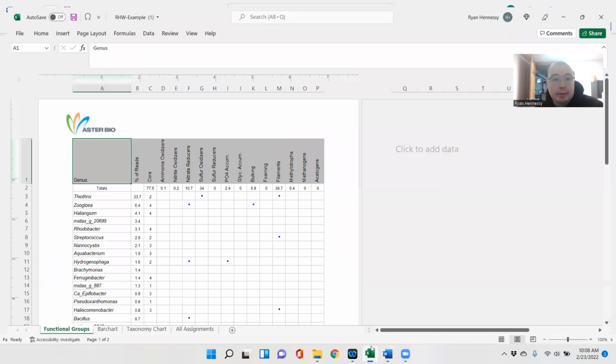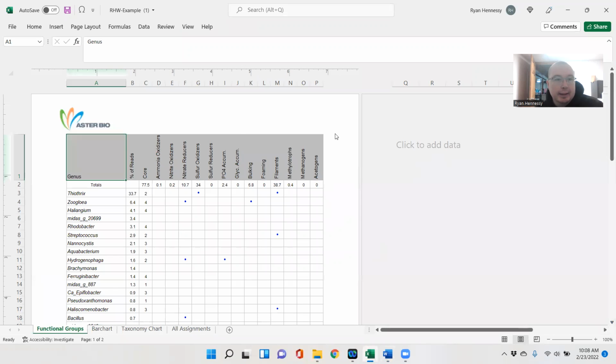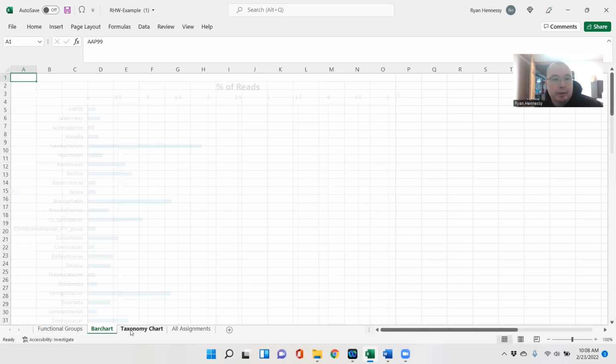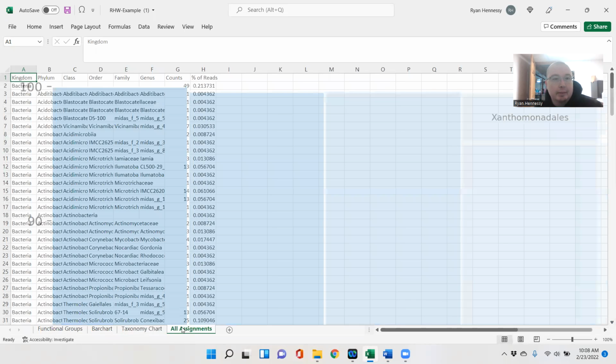So basically, I get this report. I use AsterBio for the DNA lab, and the particular sample that this was taken from had very abundant to excessive type 021N filaments. Type 021N filaments are commonly associated with the Thiothrix genus. You can see here the reads of Thiothrix are very high. They have a nice setup with the way that they display their reports.